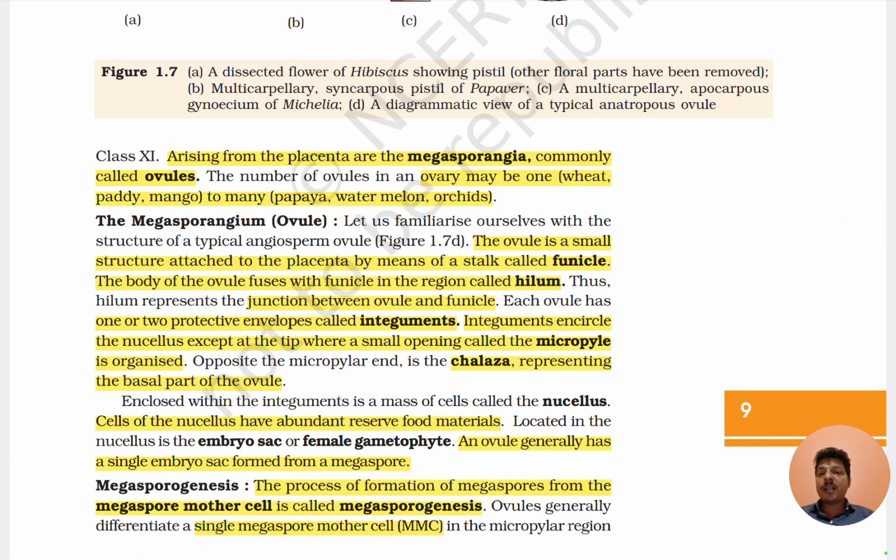Next, the body of the ovule fuses with the funicle in the region called the hilum. Thus, the hilum represents the junction between the ovule and funicle. Each ovule has one or two protective envelopes called integuments: outer integument and inner integument. Integuments encircle the nucellus except at the tip where a small opening called the micropyle is organized. Opposite to the micropylar end is the chalaza, representing the basal part of the ovule.